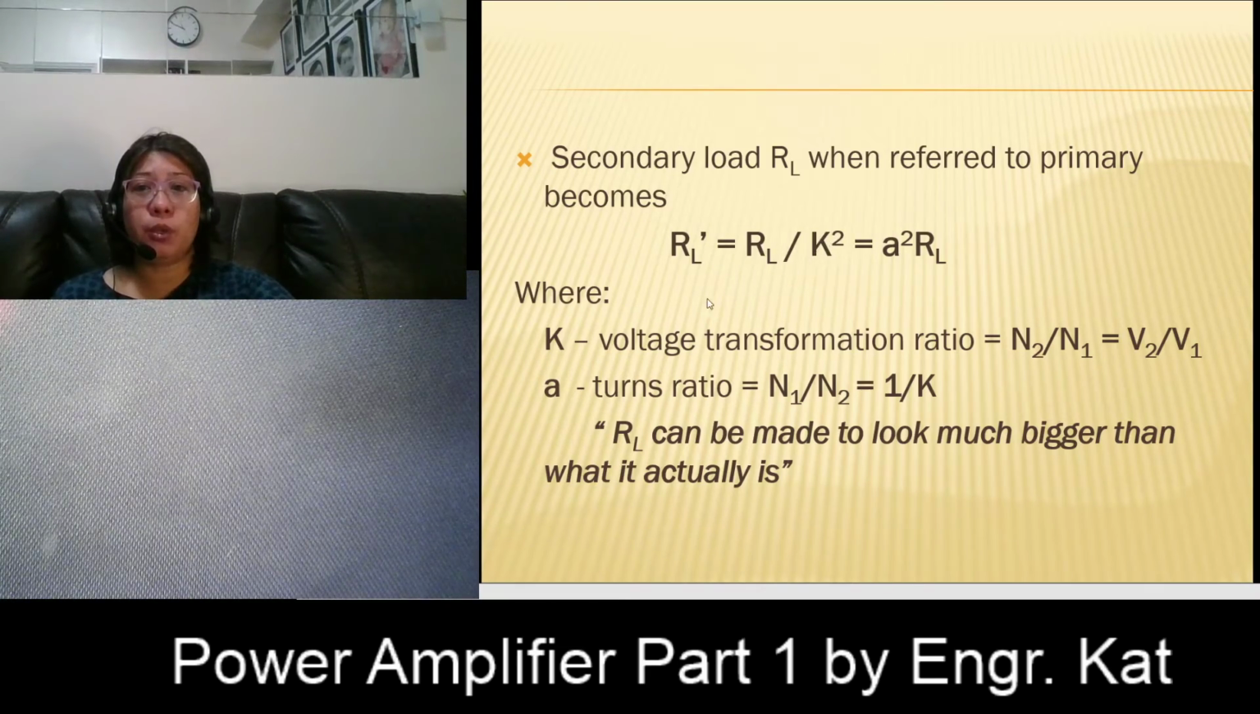So we can either use K, the voltage transformation ratio, which is equivalent to the secondary winding divided by the primary winding, or the secondary voltage divided by the primary voltage. Or we can make use of the turns ratio, which is just the reciprocal of the voltage transformation ratio, or equivalent to the primary winding divided by the secondary winding. So in this case, it is just like your RL can be made to look much bigger than what its actual value is.